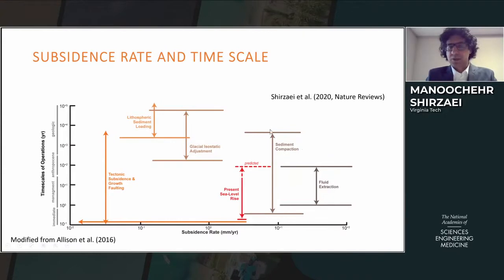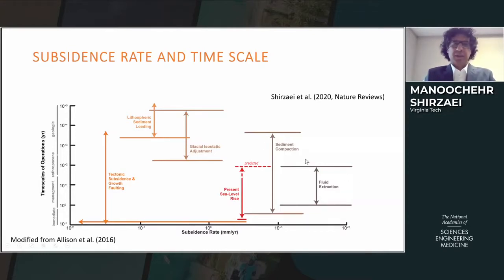Everything that you see to the right of this red arrow, that is SLR, are the processes that have a faster rate than sea level rise. Obviously, fluid extraction and sediment compaction have rates that are an order of magnitude faster than that of sea level rise. However, other processes that we see to the left, such as GIA, SIA, and tectonic, are often slower than sea level rise. Of course, if there is an earthquake, that would surpass all these rates, and for a short period of time causes very rapid subsidence or uplift, depending on the location.